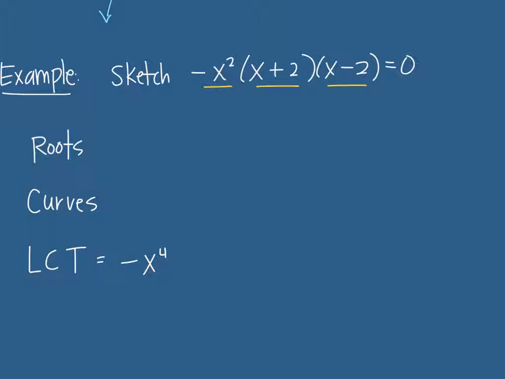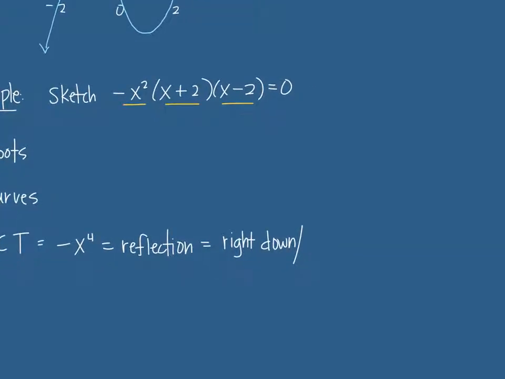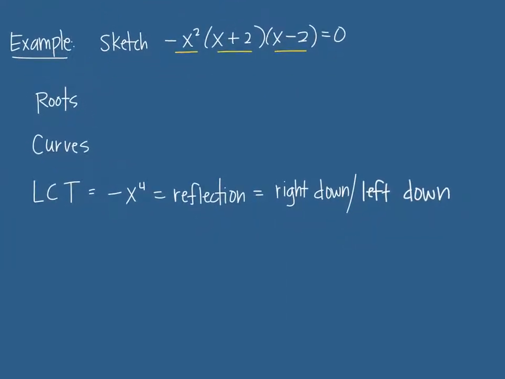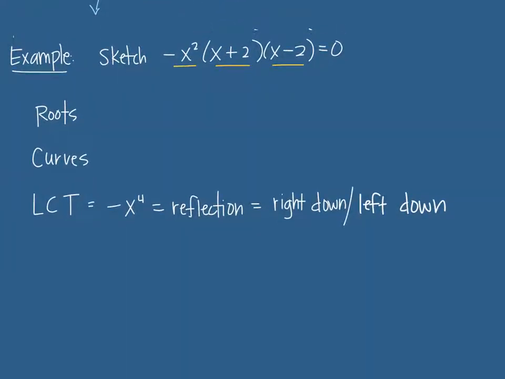So what does that tell me if that turned out to be negative? There's a reflection. And if there's a reflection, the right side has to go down. How do you know about the left side? It's an even power, and so the left side is down also. All right, so you can tell all of that from your lead term. It's a reflection, the right side's going to go down, the left side is going to go down.